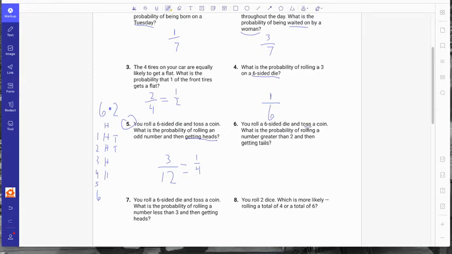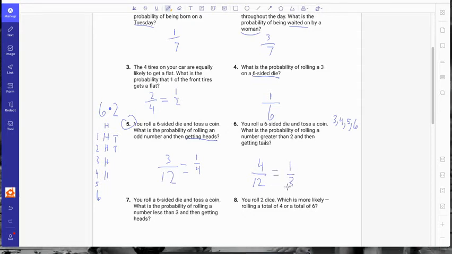6-sided die and tossing a coin. All right, so there's 12 possibilities, right? 6 times 2. What is the probability of rolling a number greater than 2 and then getting tails? So how many numbers are greater than 2? Well, 3, 4, 5, and 6. Well, there's 4. That's going to be 1/3. So 3, 4, 5, 6 would be 1/3.